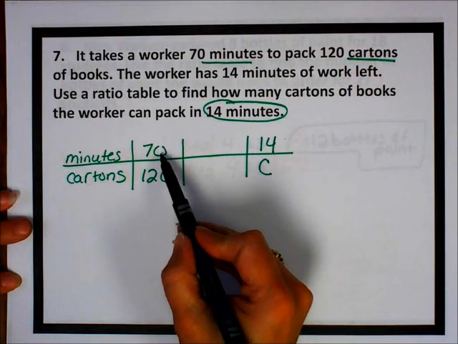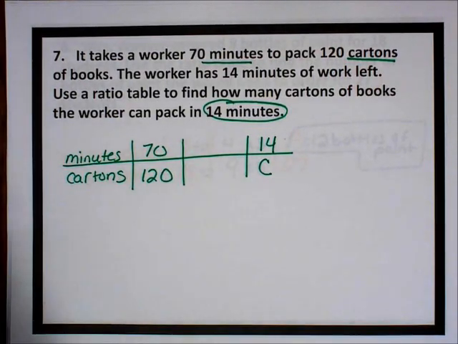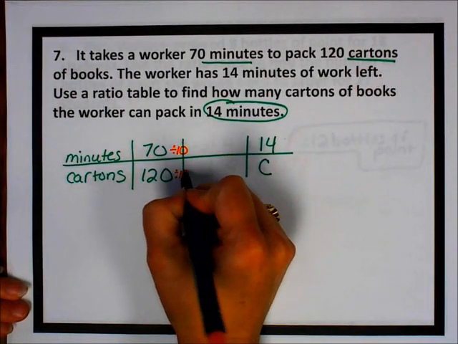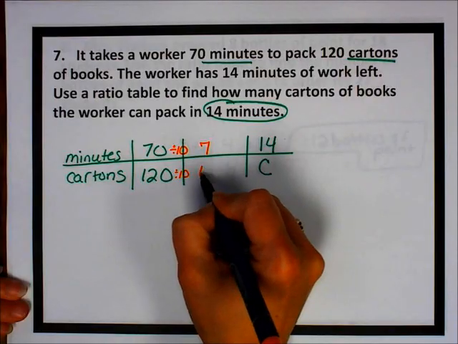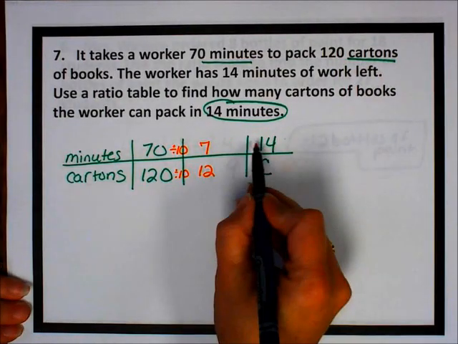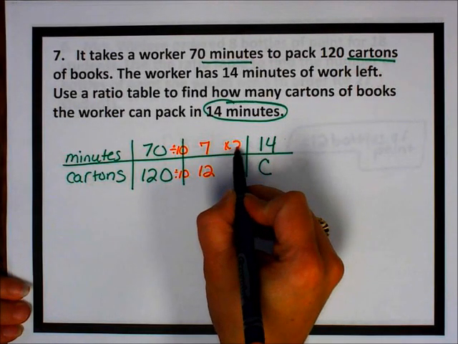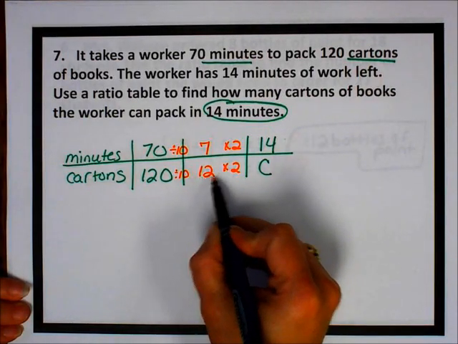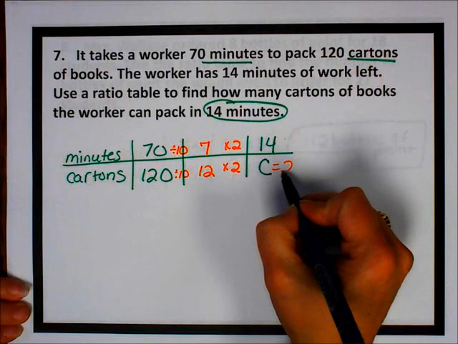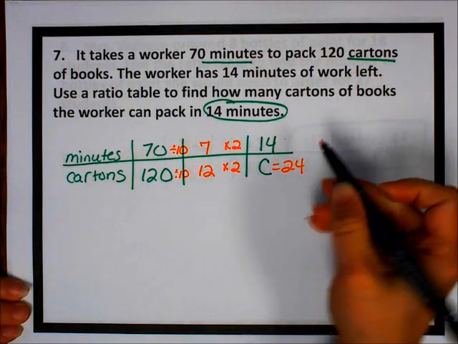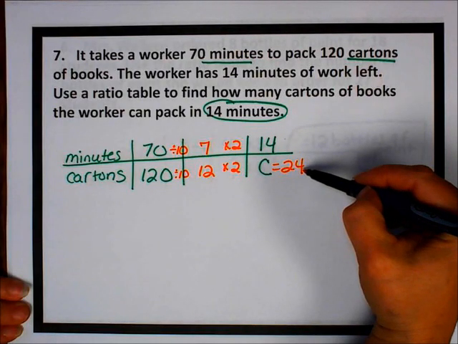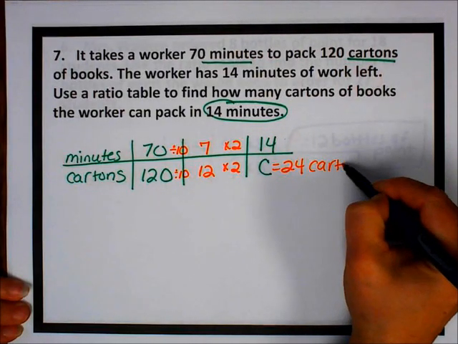Well, I notice that both of my numbers here end in 0, so I know I can simplify by 10, and that gives me 7 to 12. Now, to get from 7 to 14, I can multiply by 2, so I'm going to multiply 12 times 2 to get 24. So if she has 14 minutes of work left, she can package 24 cartons.